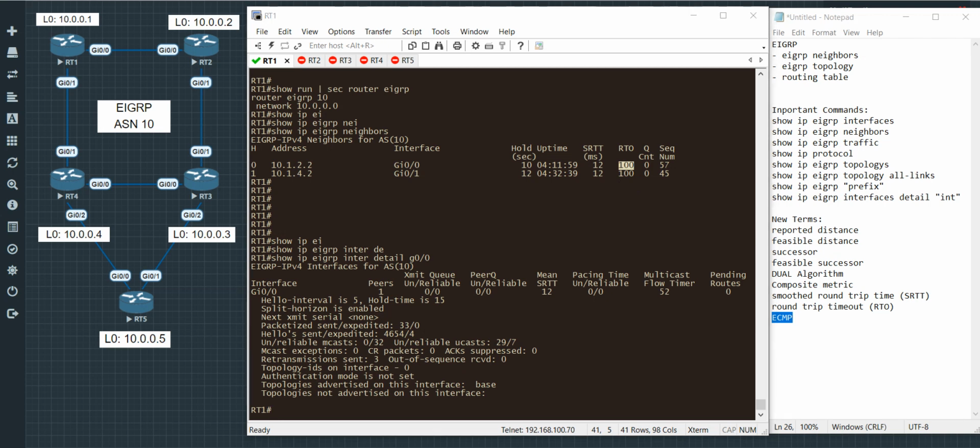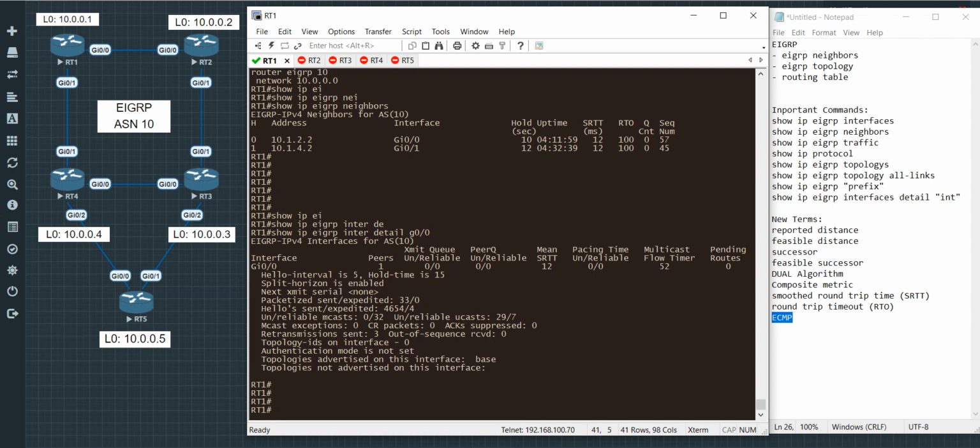The next section here is about the queue counts. The queue count basically refers to the number of packets that are in a queue, and if this count starts incrementing, it also indicates that there's a problem with the neighbor. So these values here, SRTT and SRTO and queue counts, are all good values to look at when there's a network issue.